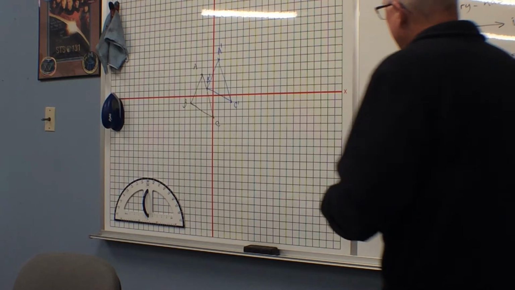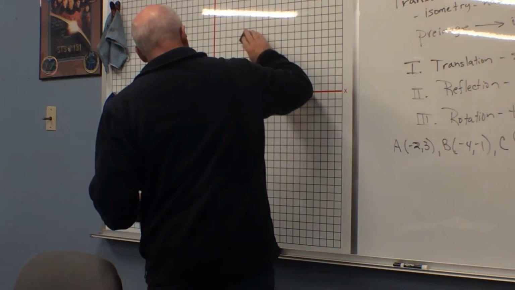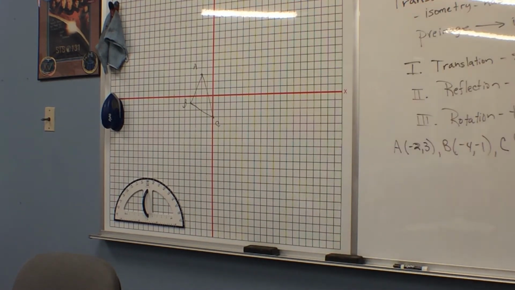So what I'm going to do is erase this blue. Would you erase yours? Leave the original triangle. And we're going to work on a reflection. We're going to reflect over the X-axis and the Y-axis.